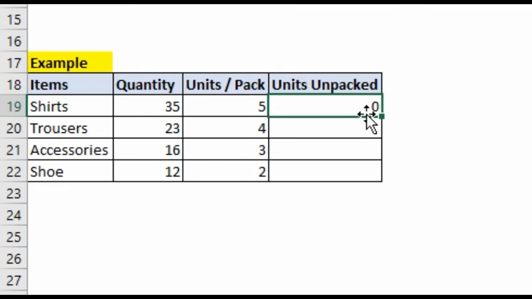Let's quickly see what happens with our other data. To do that, simply double click the plus sign. Excel does the job for you and we get the data filled in all of our cells. Here we get a remainder of 3, which means that 3 units will be left unpacked. So 3 of our trousers would be left over if we choose the unit quantity as 4. Similarly, for accessories, we will have 1 item unpacked. For shoes, all of our items would be packed.